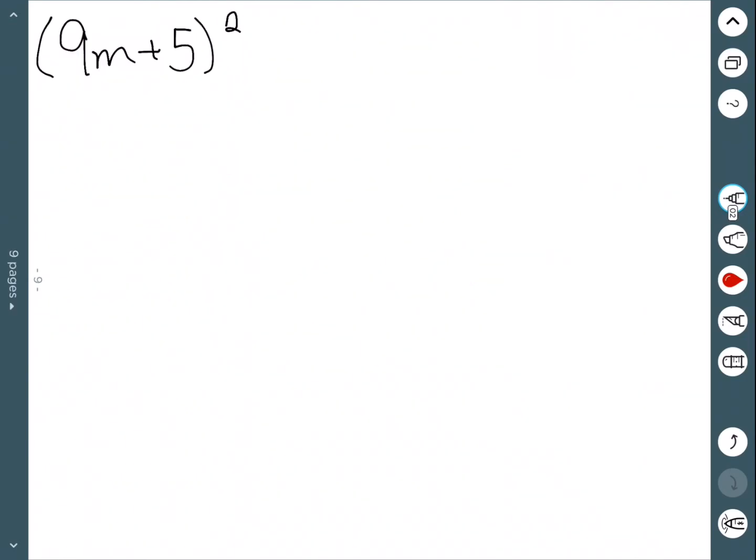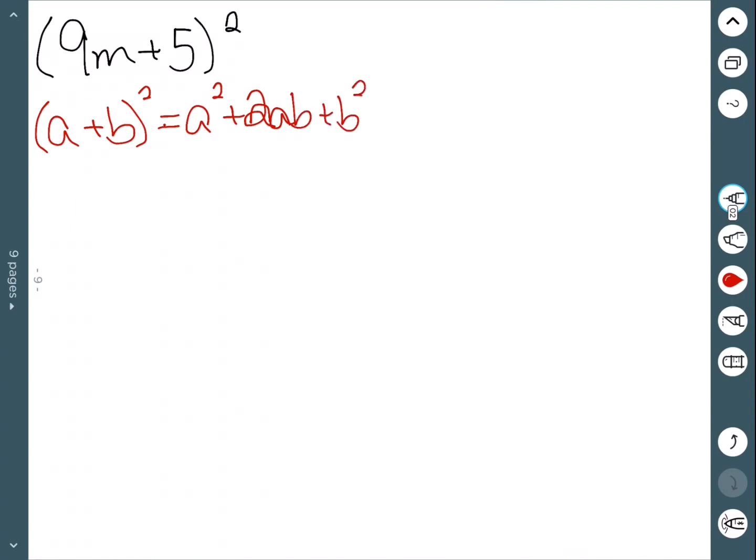Here, we want to square this binomial. And there are two ways to do this. The first way is to realize that there is this formula that says a plus b squared is a squared plus 2ab plus b squared. So I square the first term to get 81m squared. I square the last term to get a 25. And then I do 2 times 9 times 5, which is 90m.